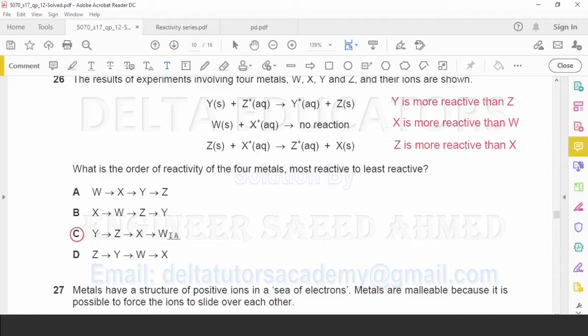Okay, we also verify with the third equation: Z is more reactive than X. If we check option C, it is shown here Z is more reactive than X. So here correct option is option C.